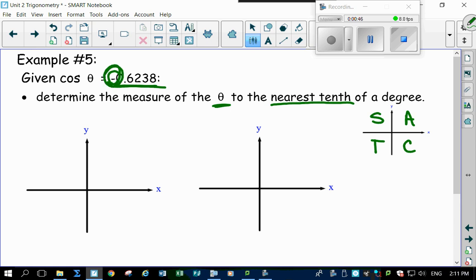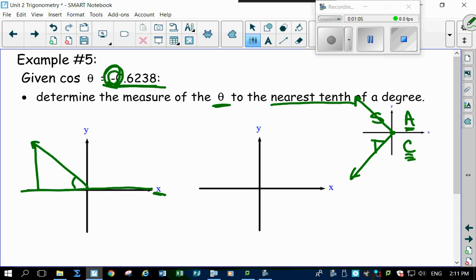Where is cosine negative? Well, cosine is positive because everything's positive here. Cosine is positive here, meaning you got an angle out here and you have an angle out here. Okay, so let's do the first one. There's the angle out here. We're going to find the reference angle, of course, to the x-axis. So we're going to draw a triangle out here.